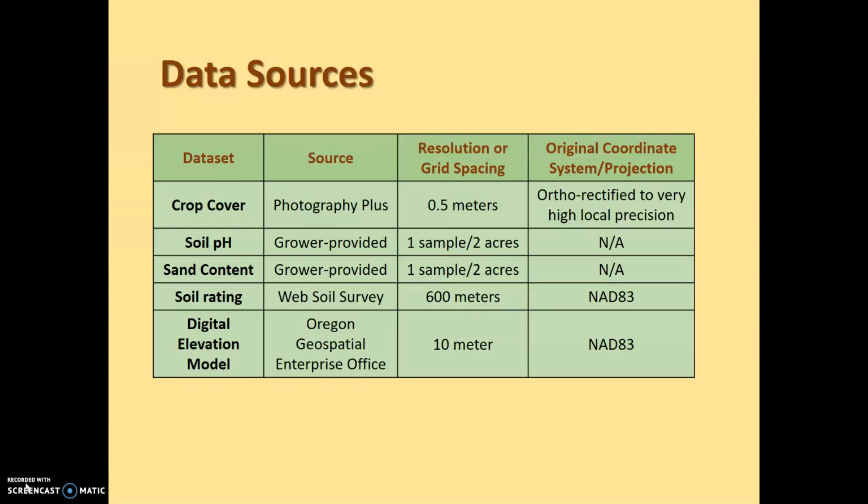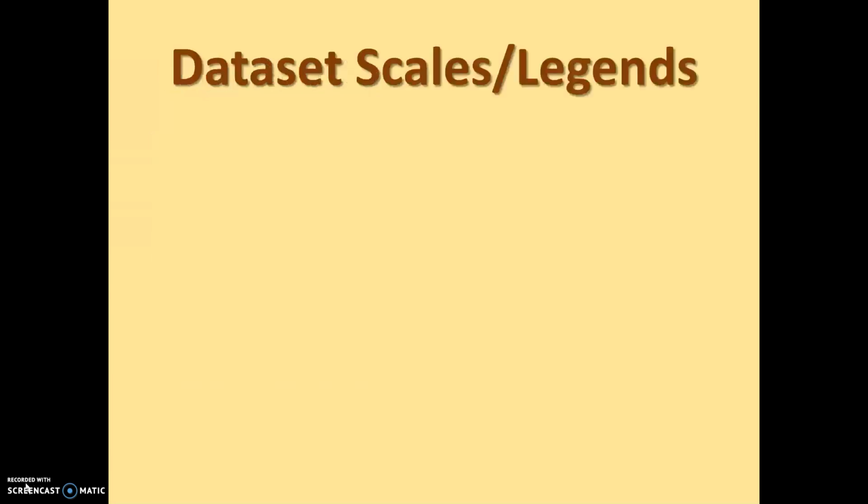Soil rating I obtained from the National Resource Conservation Service Web Soil Survey, and that has a resolution of 600 meters. That was in NAD83, which I converted to the projection I used. Digital elevation model, I got from the Oregon Geospatial Enterprise Office with a resolution of 10 meters, also in NAD83 originally. So I just want to give the scales that I'll be using.